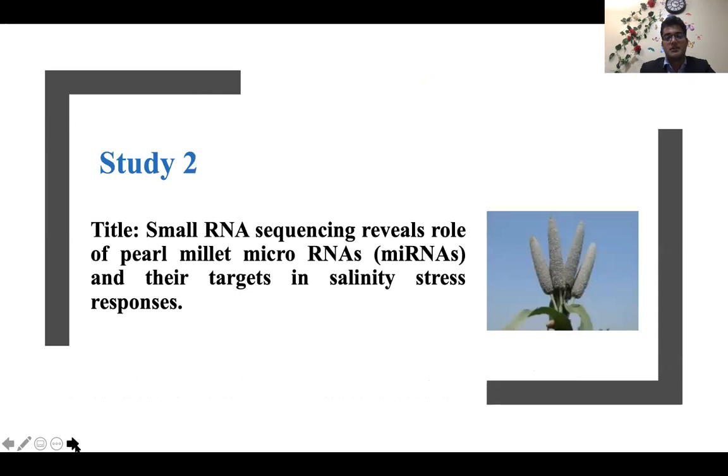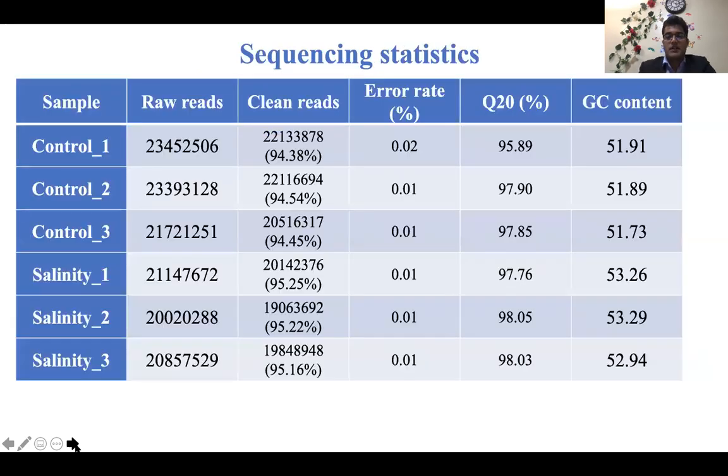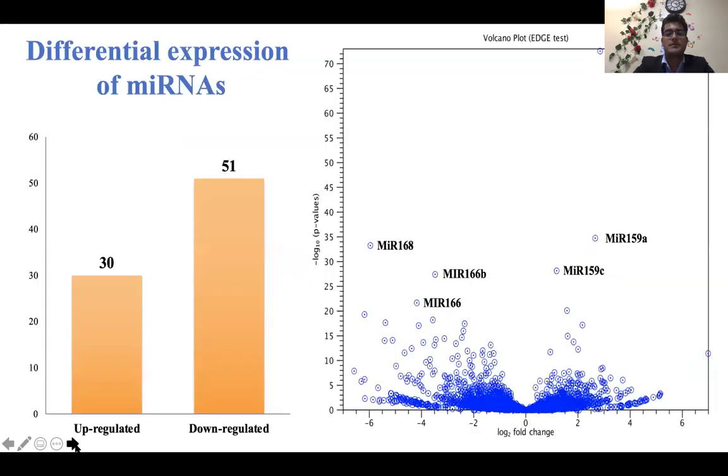So our next study is small RNA sequencing to find out the microRNAs related to salinity stress. Based on our previous studies, we selected only the tolerant genotype. We got some raw reads and clean reads. After sequencing, we went for differential expression of microRNAs. In this study, we found 30 upregulated and 51 downregulated microRNAs. Among these microRNAs, we identified that microRNA159 was the most significant family in case of salinity stress.